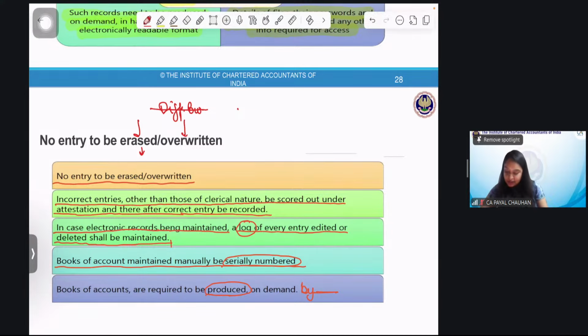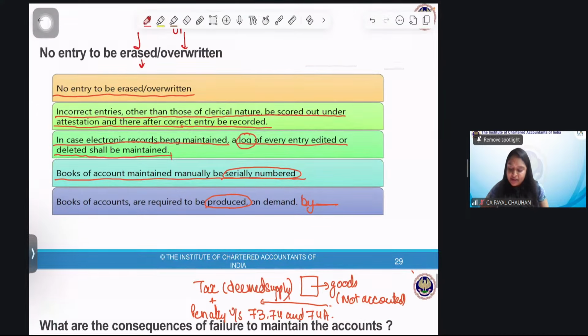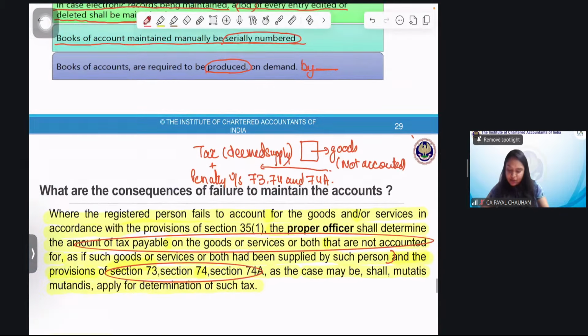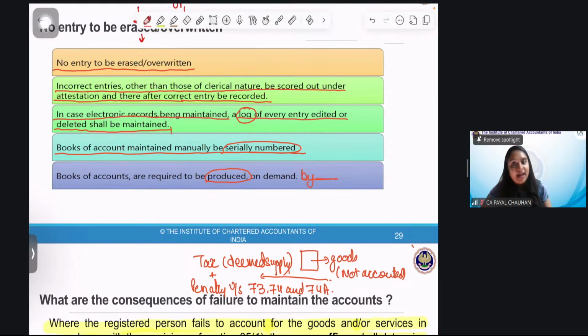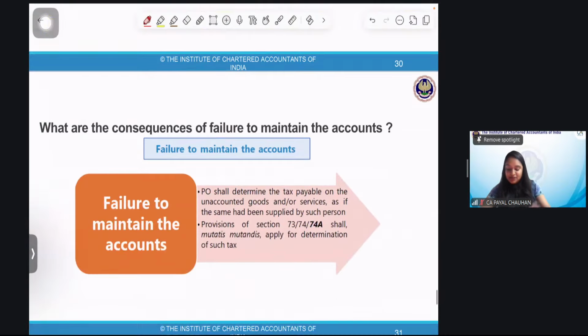Both things are there. A log of every entry edited or deleted shall be maintained, but perfect, that we have already done. Consequences: okay, just tell me the sections. If I am unable to make the record as per the requirement, I need to pay the tax on the goods whose accounts are not maintained, as well as the penalty under section 73, 74A. Perfect. So with this, we have ended.